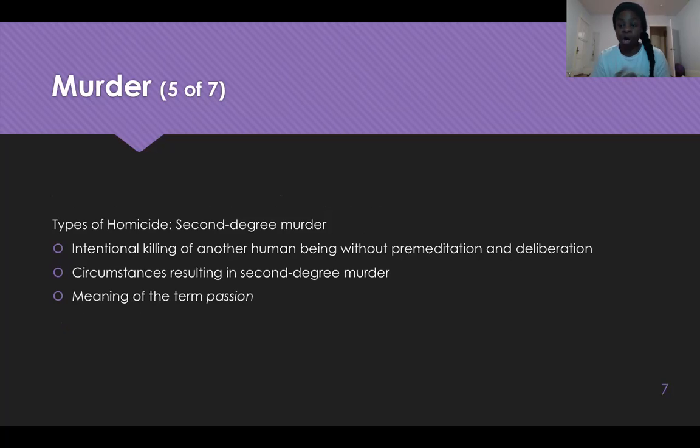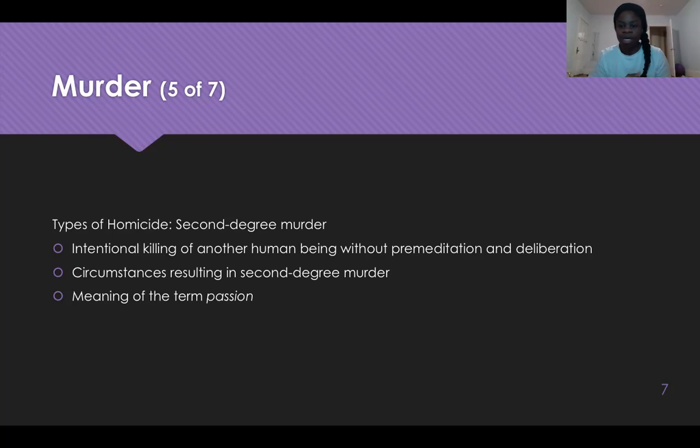Second degree murder, also called voluntary manslaughter in a number of states, is the intentional killing of another human being without premeditation or deliberation. Okay. Voluntary manslaughter is usually charged when the suspect has been in such a high state of emotional arousal that his or her rational capabilities were somehow impeded, if that makes sense.